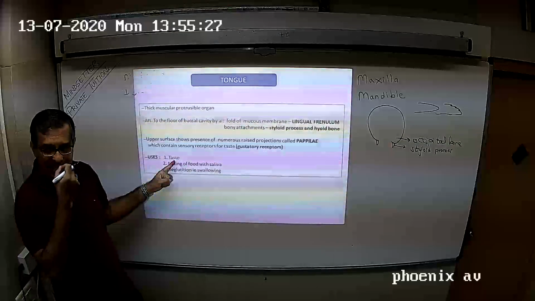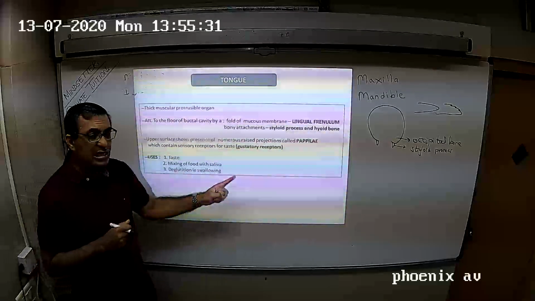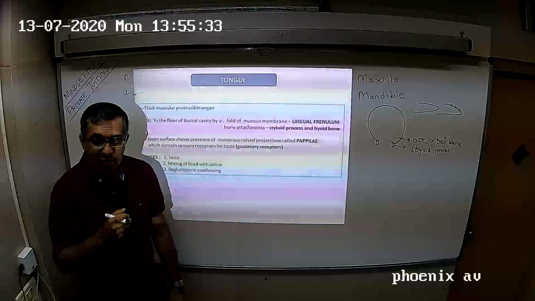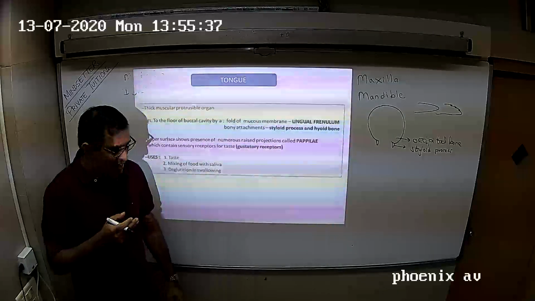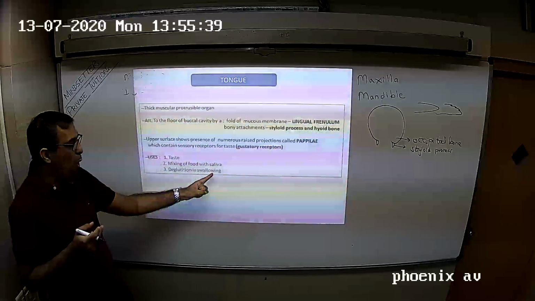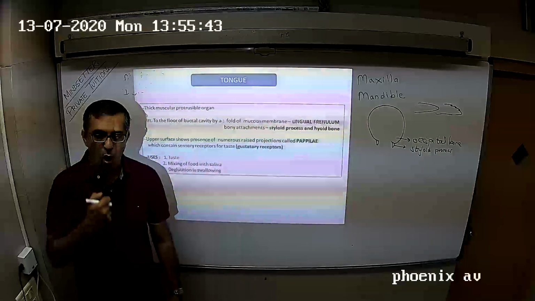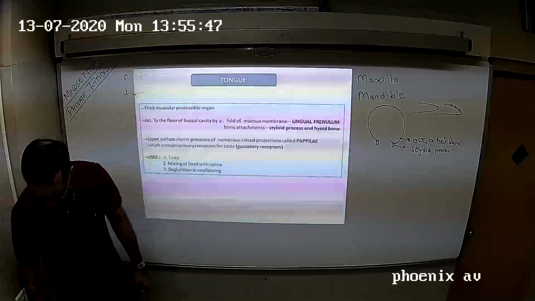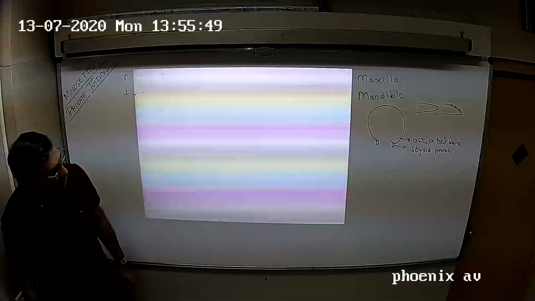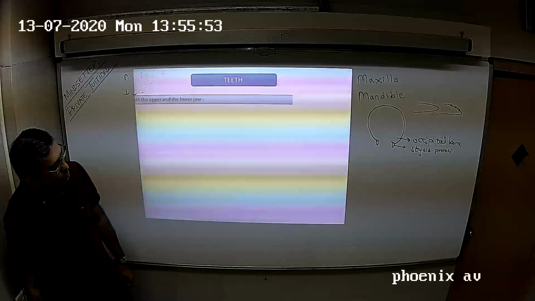Tongue helps in tasting the food with the help of gustatory receptors. It mixes the food with saliva, along with the teeth, which is called mastication. And then the tongue helps in swallowing, which is called deglutition. From the buccal cavity, food will now pass into the pharynx.